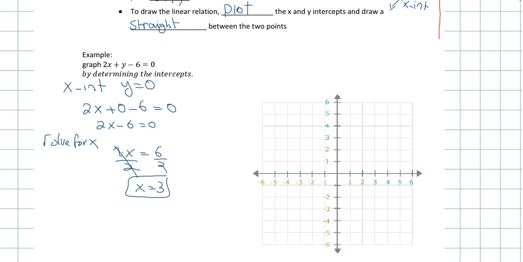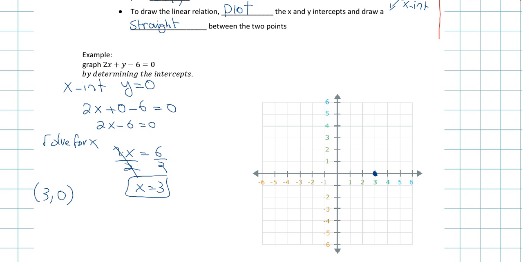So, what's my x-intercept? 3, 0. Where would that be? Right here on the Cartesian plane? Right here? Yes. So I found the x-intercept. What else do I need to find? The y-intercept. To find the y-intercept, what do I do?